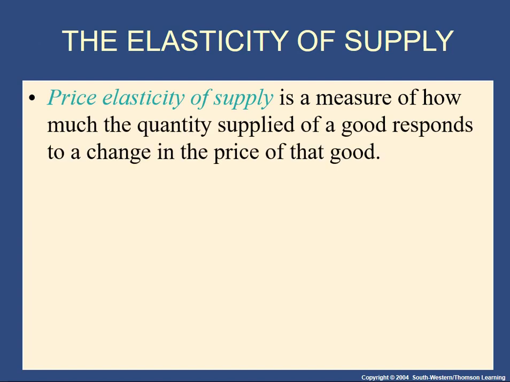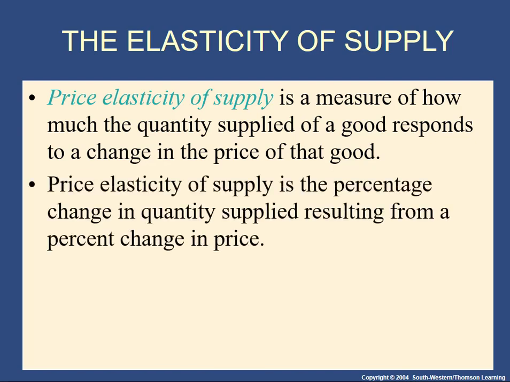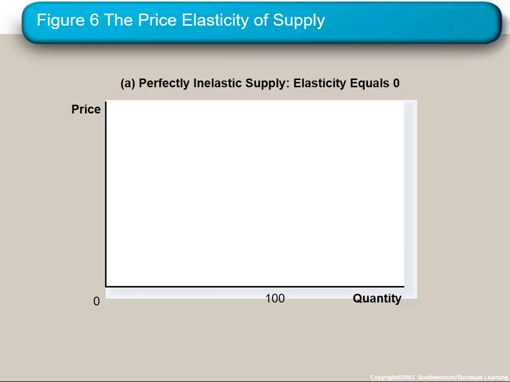Okay, and we can also likewise define elasticity of supply. Elasticity of supply is a measure of how much the quantity of a good supplied changes in response to a change in the price of that good. And so the price elasticity of supply is simply the percentage change in quantity supplied over the percentage change in price. And we can again look at curves that illustrate the different possibilities.